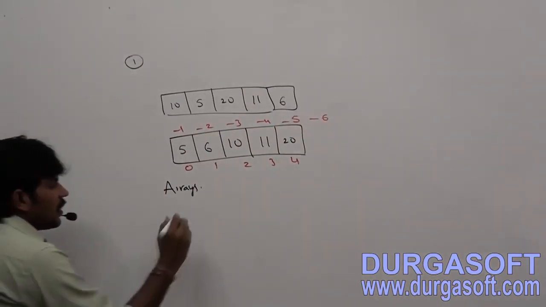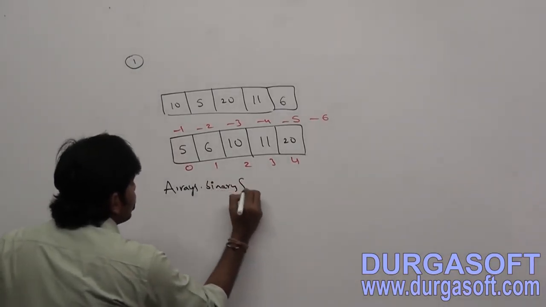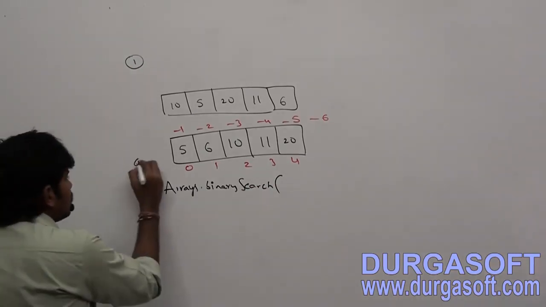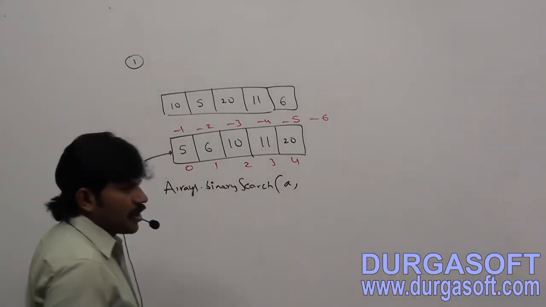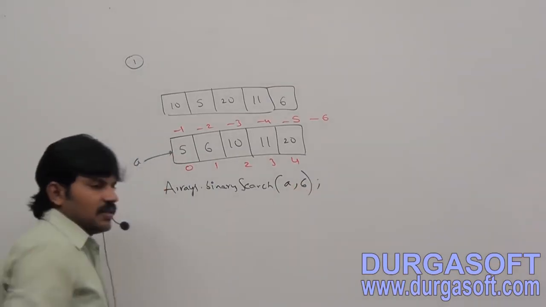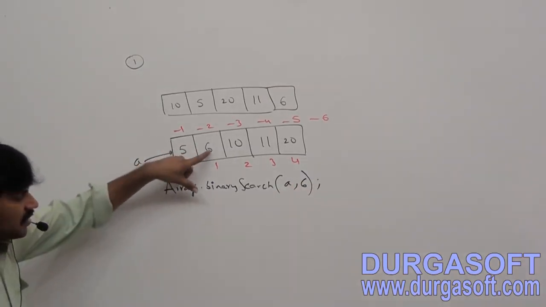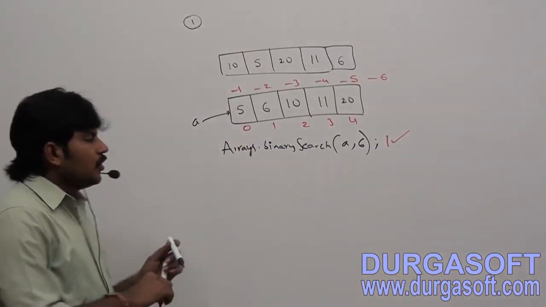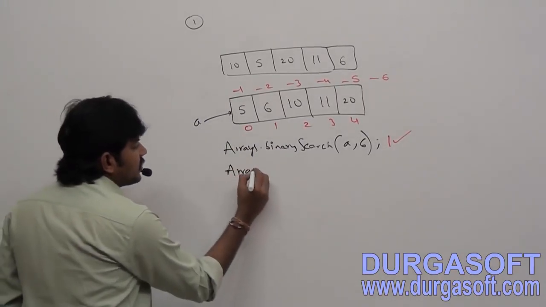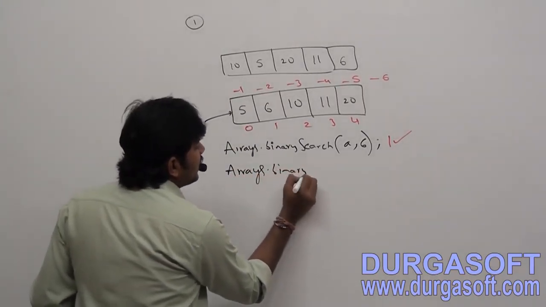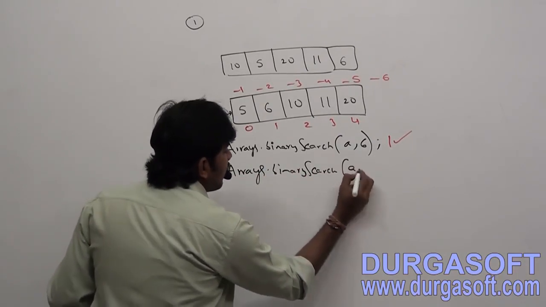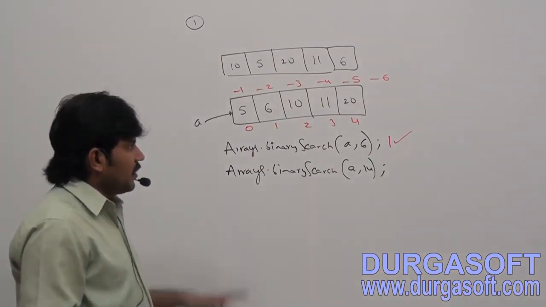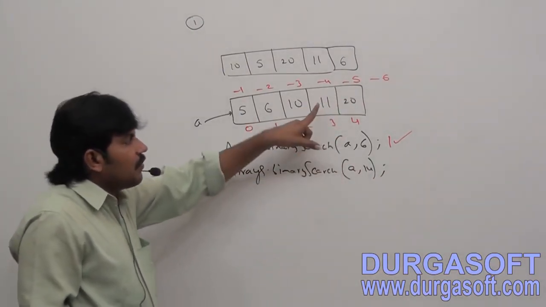Arrays.binarySearch of, what is the first one? Can you spell out? In this A, can you please search for 6? Can you tell if 6 is available or not? Yes. That's why, what is the answer? 1. Okay, next, what is the second one? Arrays.binarySearch of A, 14. Okay, sir, can you tell where you can take 14? Unsuccessful search. 14 will come after 11.